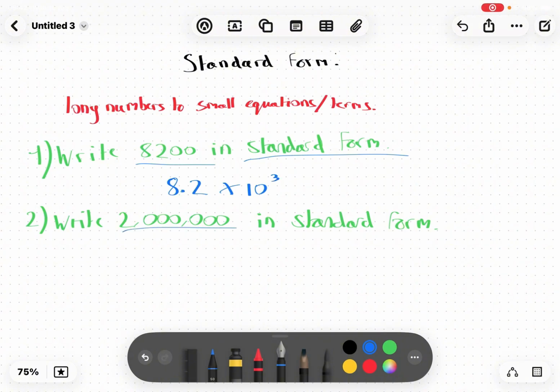Now 2 million. Over here we are able to use a 2 and we times it by 10 to the power of 6. A kind of easy way to think about it is which numbers are there after the first number, because over here you can see that there's 3, so it's cubed. Over here is 6, so there's a 6. That's just so you understand it better.